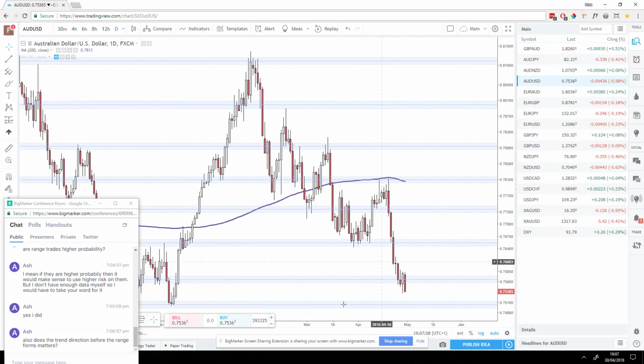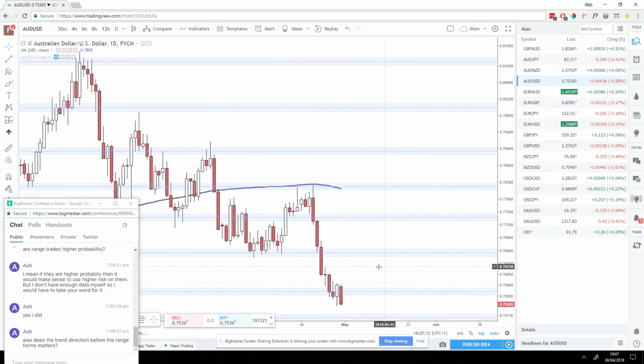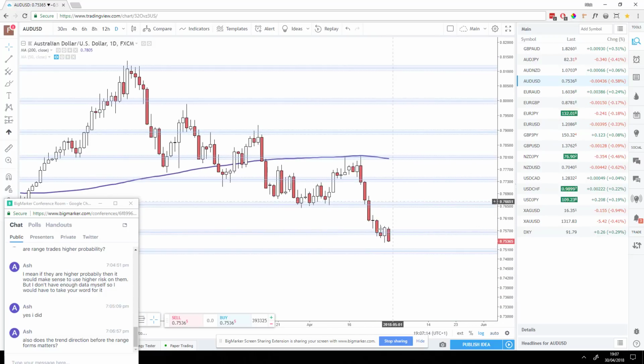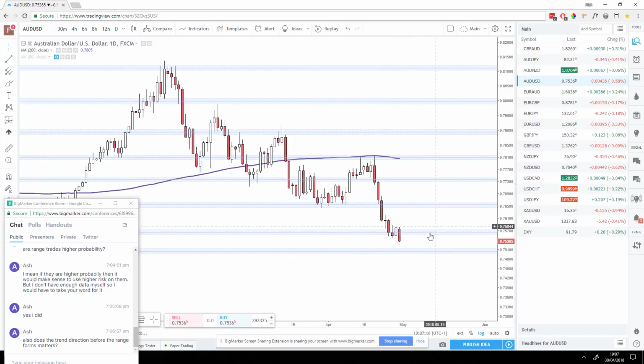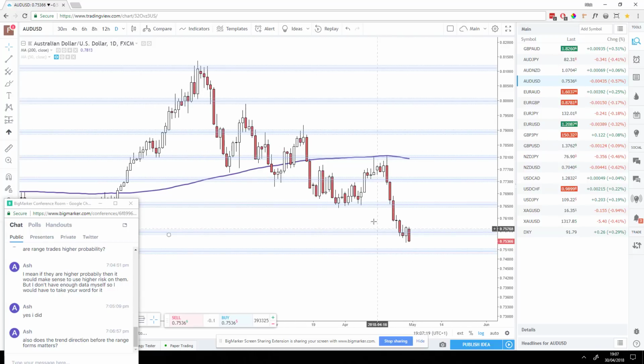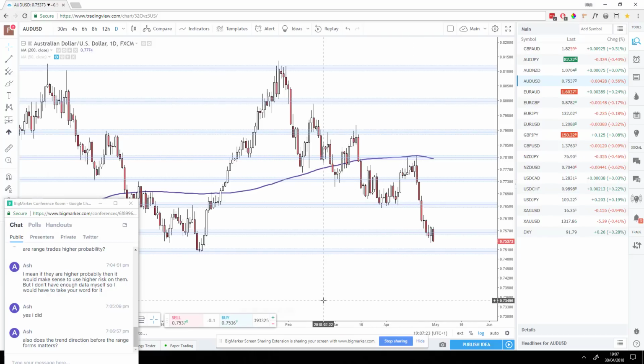AUDUSD. Now, AUDUSD is stalling on top of this support area. Well, sorry, I'm not going to say stalling. It's stalled for a little while. Now it looks like it's continuing down. So things are a little unclear at the moment because it hasn't really made a new low beyond this low here. So things are a bit unclear.